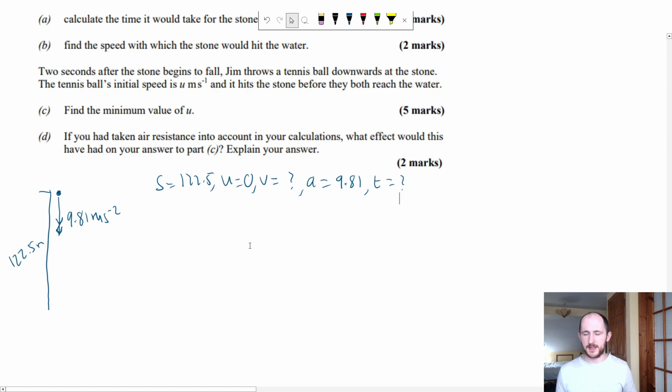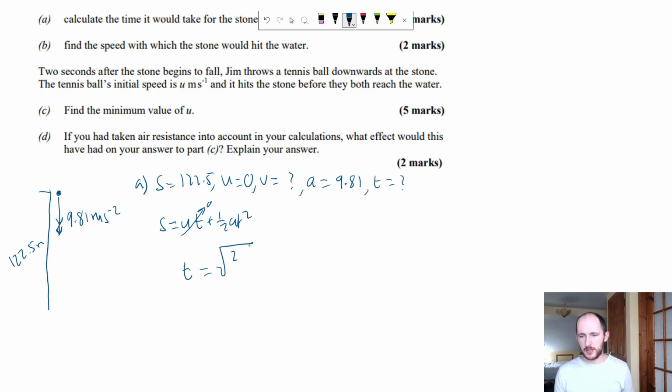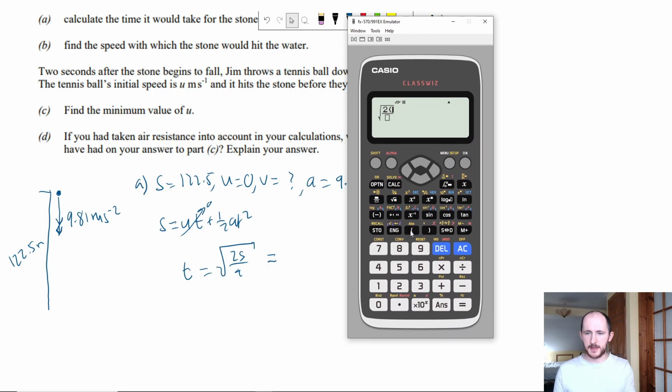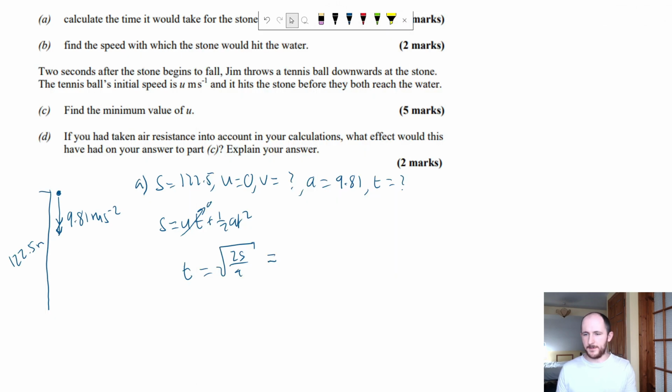Calculate the time it takes for the stone to reach the sea. Well, that's going to be S equals UT plus half AT squared. This is just standard operating procedure for now. The first term, UT, is 0 because, again, we're dropping it, so it starts at 0 velocity. Rearrange for time, and we have t equals the square root of 2S over A. Let's put that into our calculator. So square root of 2 times 122.5 over 9.81 gives us 5.00 seconds to 3 SF.